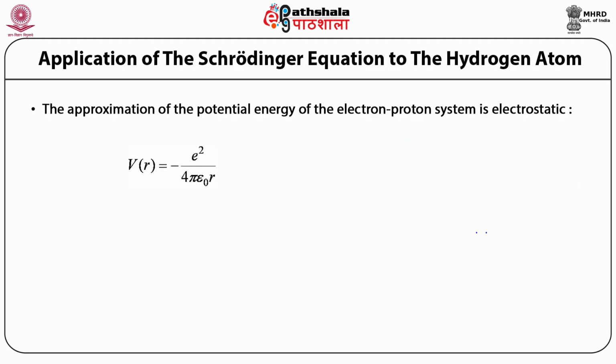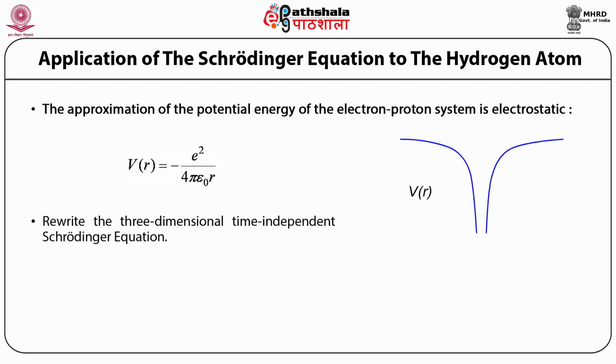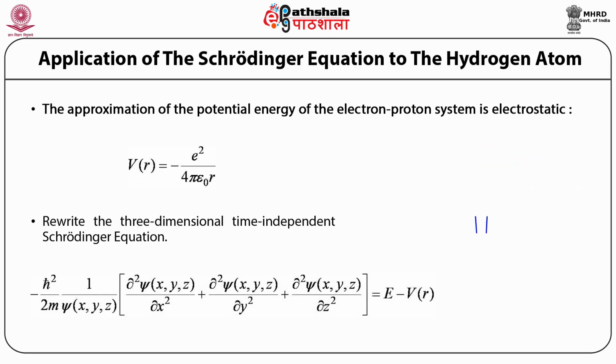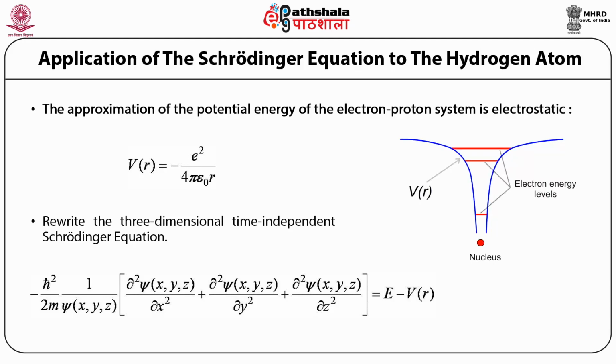So now, if we rewrite the three-dimensional time-independent Schrödinger equation for this system, it can be written as minus h cut square by 2m, multiplied by 1 by psi(x,y,z), the whole multiplied by del square psi(x,y,z) by del x square plus del square psi(x,y,z) by del y square plus del square psi(x,y,z) by del z square, equal to E minus V as a function of r.